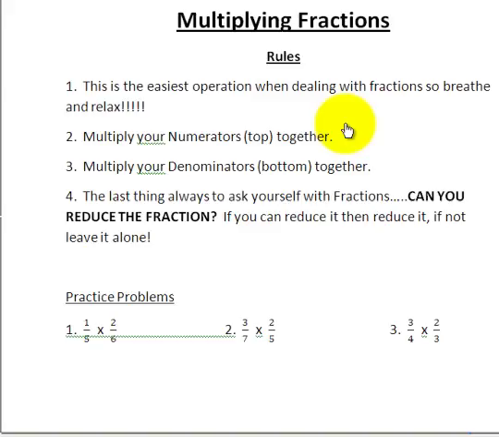So the first thing you want to do is multiply your numerators, which are your top numbers, together, and then you're going to multiply your denominators, which are the bottom numbers, together. So you'll have a new top number and a new bottom number from that. And the last thing that you always ask yourself with fractions: can you reduce the fraction? If you can reduce it, then do that. If you can't, then we're just going to leave it alone.